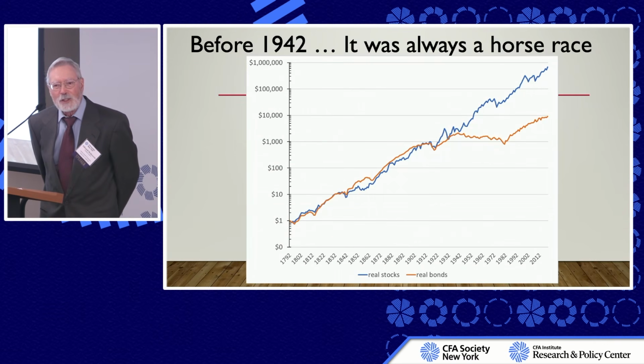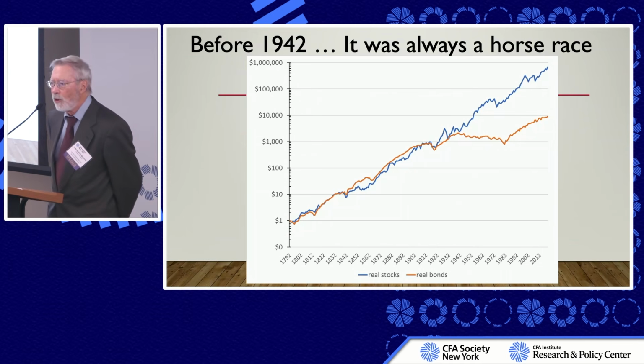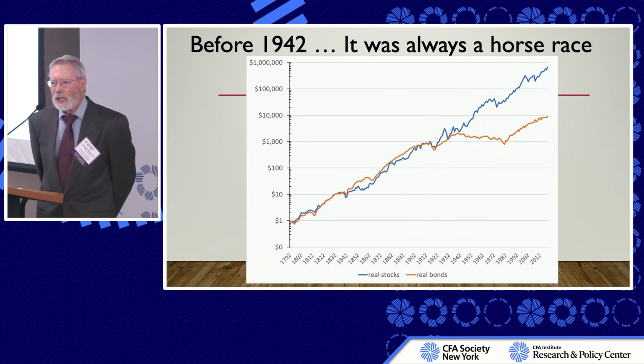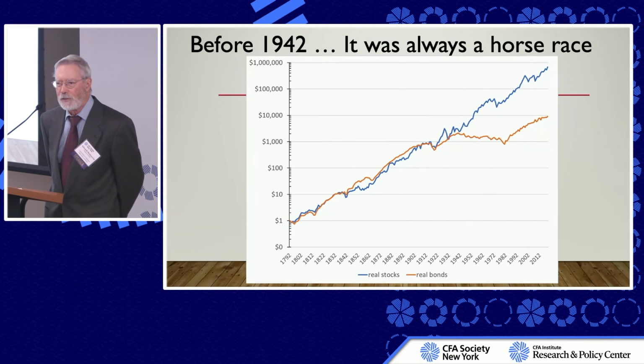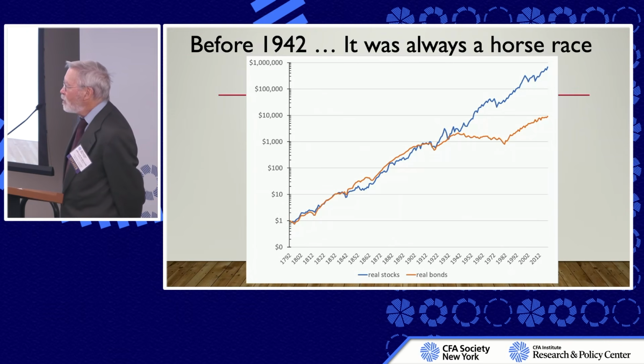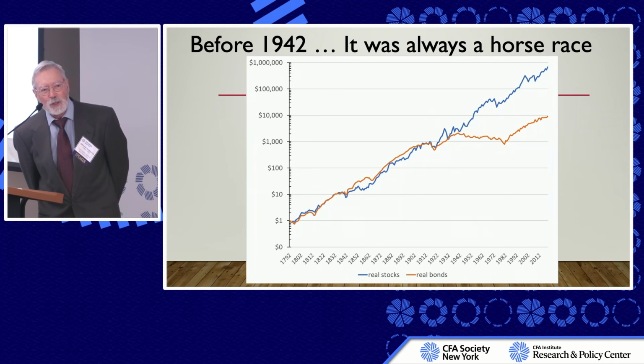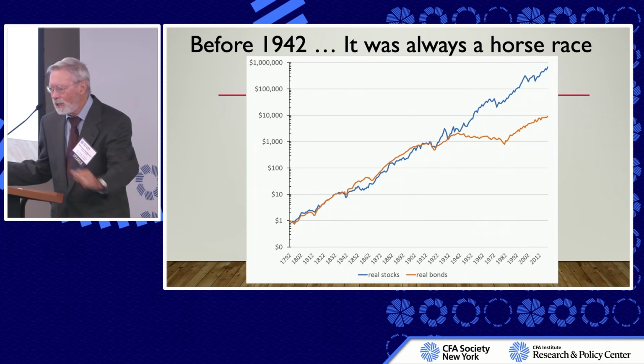Well, that's the new historical record from 1793. Up until the 1940s, it was a neck and neck horse race for 150 years. And then stocks wiped the floor with bonds, giving rise to the illusion of a durable, persistent equity premium.